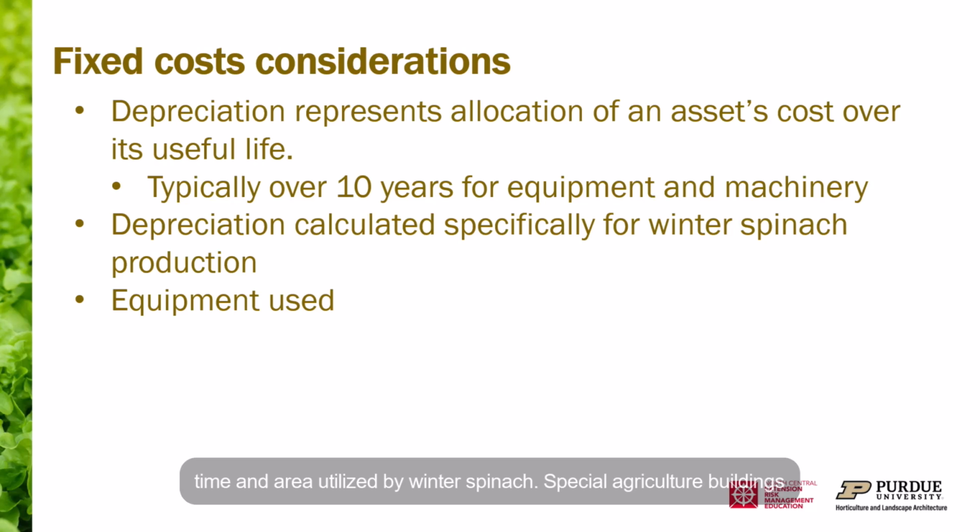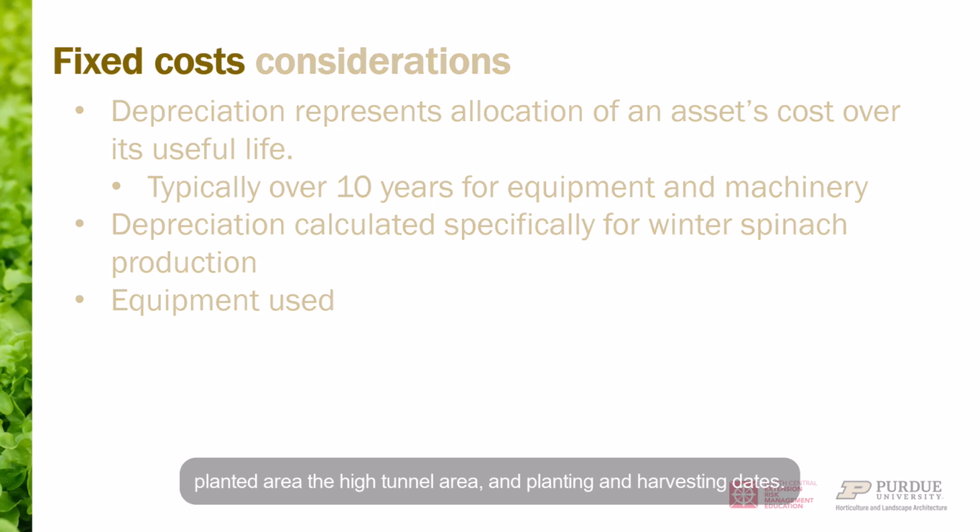Special agriculture buildings usually take about 10 years to pay off. Different approaches have adjusted the depreciation for certain structures to account for the winter season. Spinach typically shares the area with other crops, and its production time is less than a year. To calculate the depreciation cost for the part of the high tunnel used for spinach and the time it occupies that space, we consider the planted area, total high tunnel area, and planting and harvesting dates.